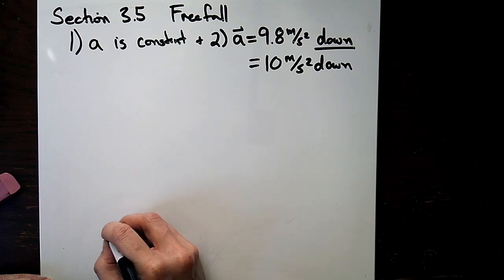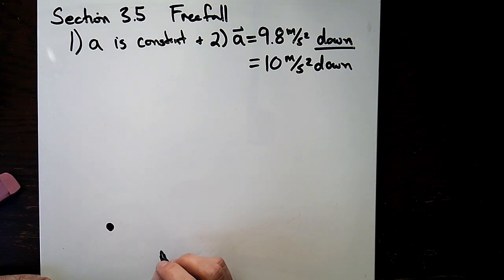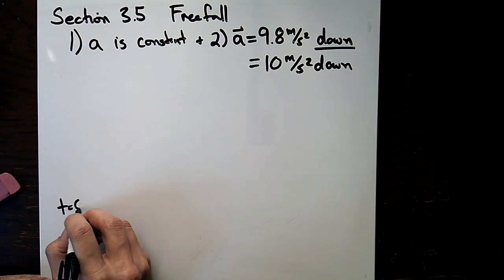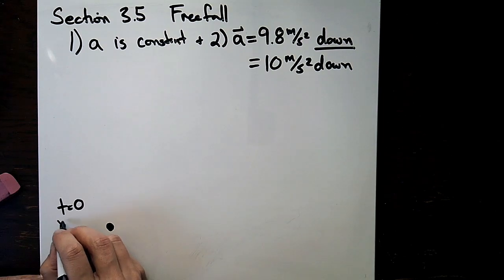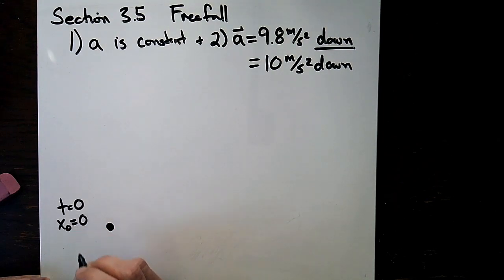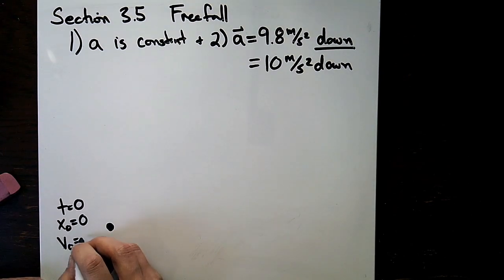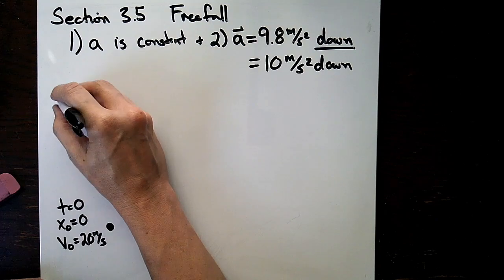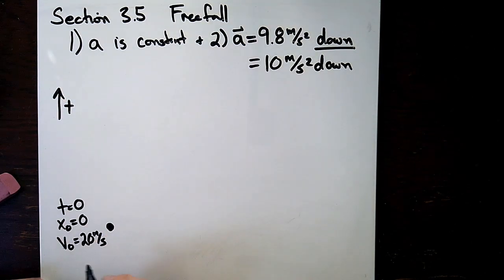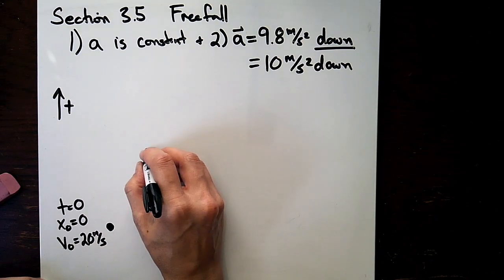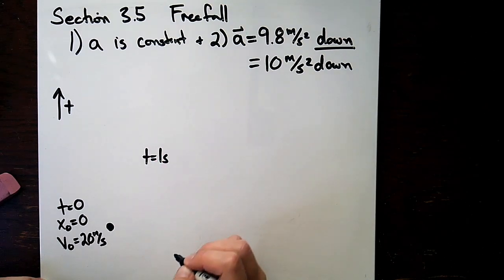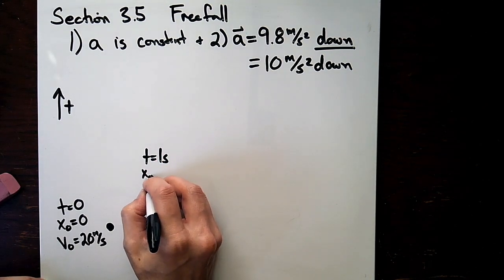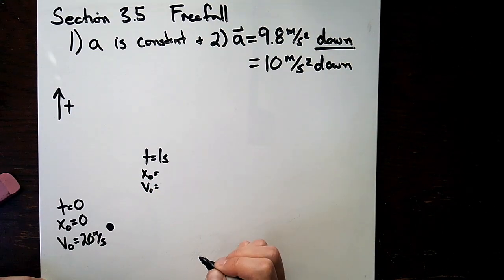So let's take a look. Say we have like a little ball or a stone or something right here. And when t is equal to 0, when we start the clock, we'll start our measuring tape there as well. X naught, our initial position, will be 0. And our initial velocity, that'll be 20 meters per second up. And let's go ahead and call up the positive direction. So this will be positive 20 meters per second. What happens 1 second later when t is equal to 1 second? Where are we? How fast are we going?